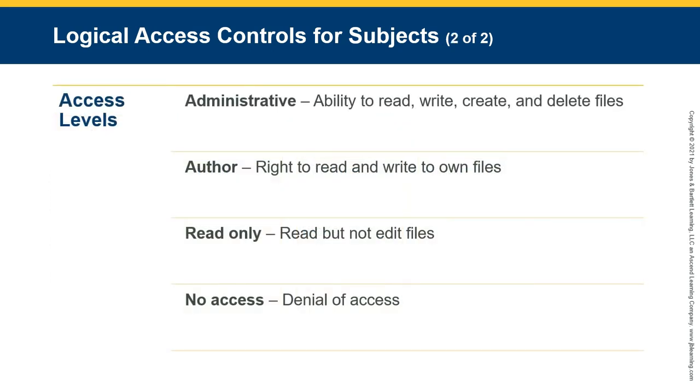All right, logical access control for subjects. Administration rights: able to read, write, create, and delete files. Author can read and write their own files. Read only: read but not edit. And no access. So when we're looking at saving documents and different levels of security, these are the basic levels that we have. Administration usually has complete rights over the system to be able to make fixes and troubleshoot. Author can only really play with their files. Read only is if I'm going to send that to someone. And if they don't have it at all, they shouldn't have access.